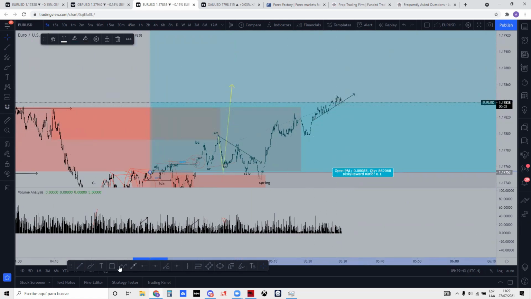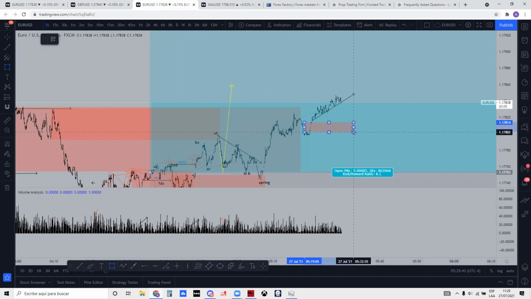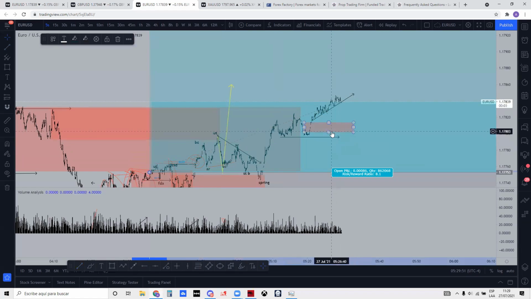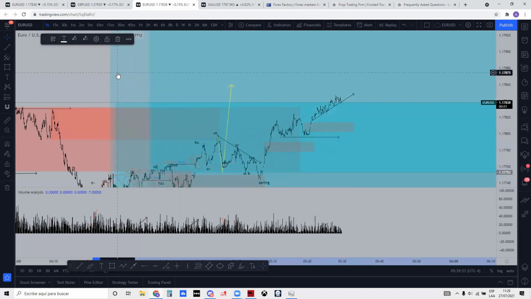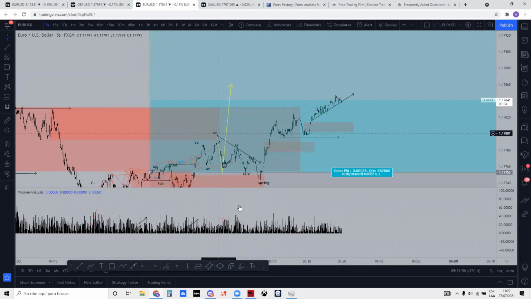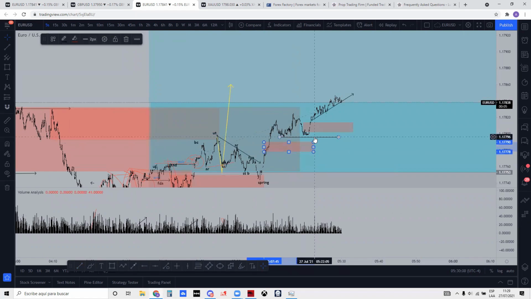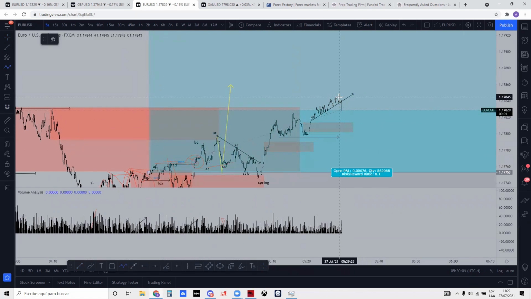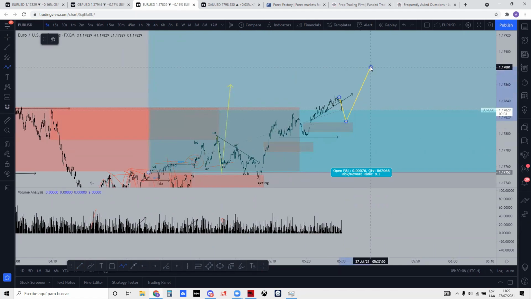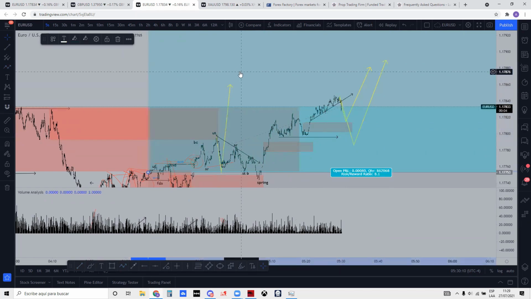And my points of interest would be this level right here and below this level as well, because now this is internal liquidity. It's very possible for price to come back down below that level, into this accumulation again. So basically what we are saying is that we have something like this, or something like this, also possible.